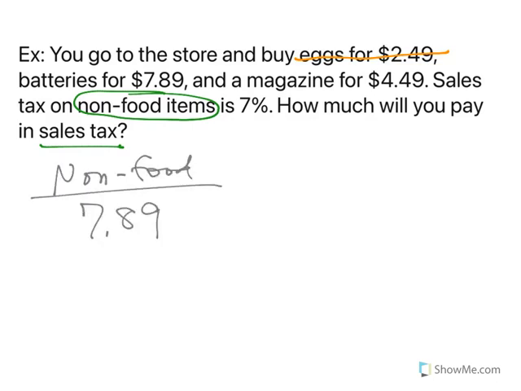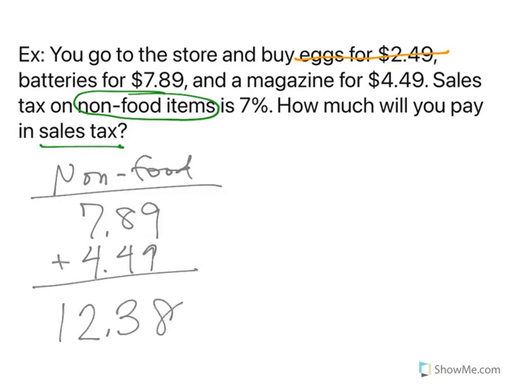I need my batteries and I need my magazine. So when I add those together, I spent a total of $12.38 on non-food items. That is what my sales tax is applied to. So the identifying the question, make sure you understand. That's the importance of reading the entire thing. Otherwise, we might have missed this non-food item piece.